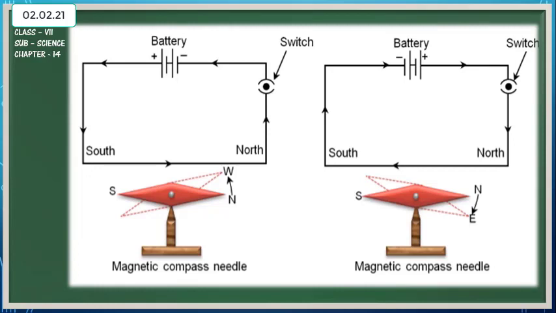As you can see in this picture, this picture shows the deflection in compass needle due to electric current.